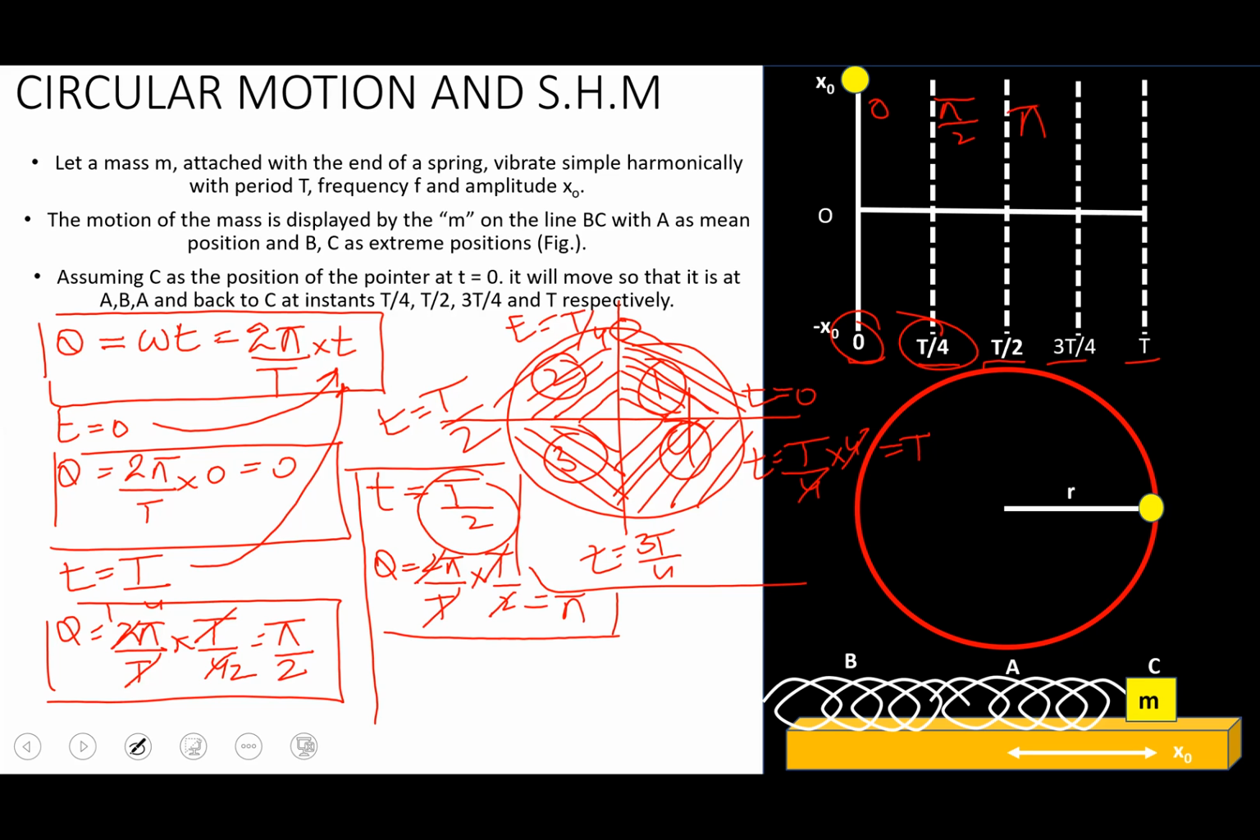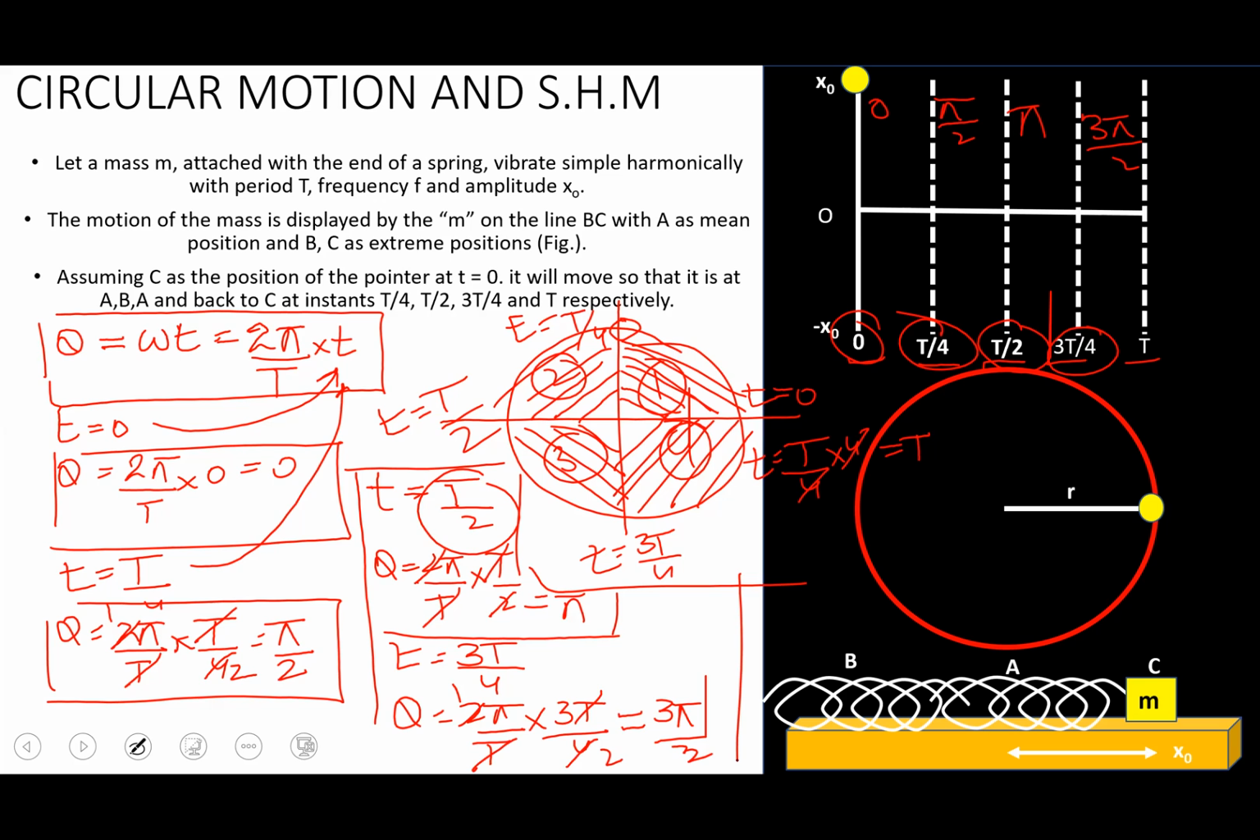Now we are moving towards the next point, which is 3T by 4. So let us put the value of 3T by 4 in this equation. Theta is equal to 2 pi divided by T multiplied by 3T by 4. This T cancels out with this T. 2 ones are 2, 2 twos are 4. So the value of this will be 3 pi by 2. So we put the value 3 pi by 2 over here.